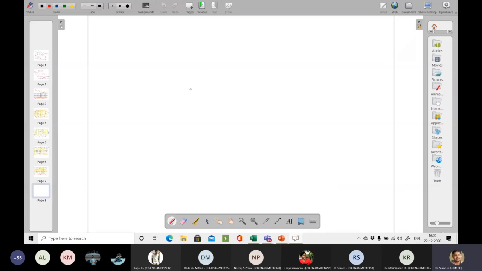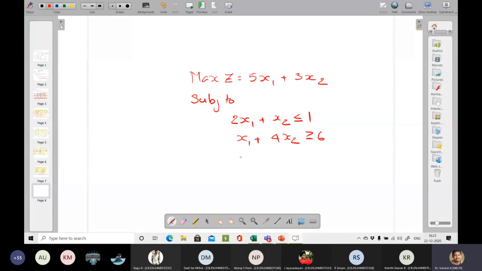So maximize z equals 5x1 plus 3x2 subject to the constraints: 2x1 plus x2 less than or equal to 1, x1 plus 4x2 greater than or equal to 6, x1, x2 greater than or equal to 0. You can take it as your work.